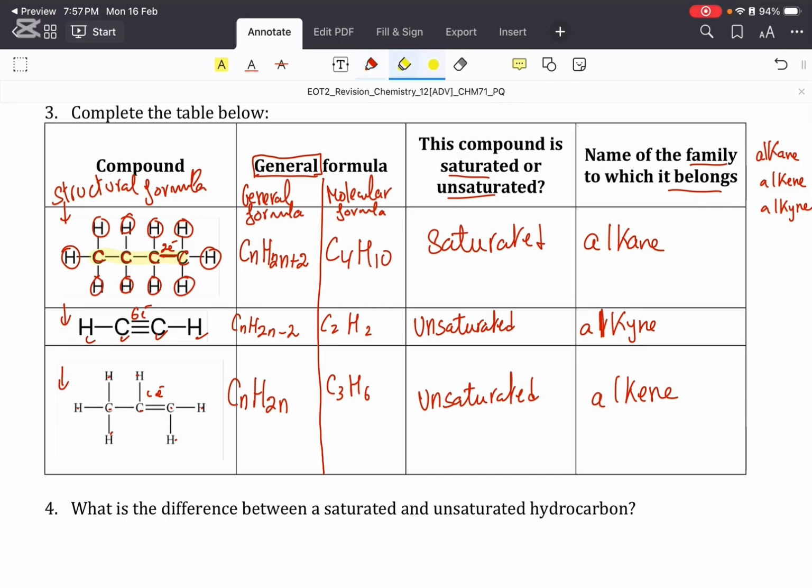You need to know that unsaturated hydrocarbons are only alkynes and alkenes because they contain either at least 1 double bond or 1 triple bond. And whenever you don't see a double bond or a triple bond, it means you are dealing with a saturated alkane.